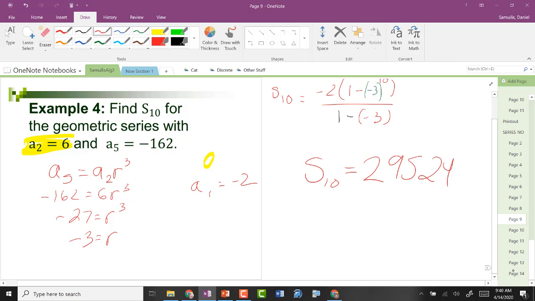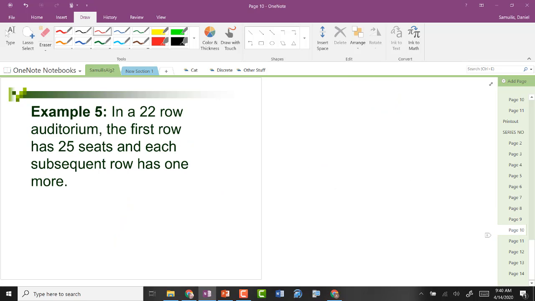Okay, I know it's a lot. Moving on, got our next example here. So in a 22-row auditorium, the first row has 25 seats. Each subsequent row has one more. So obviously this one would have 25 seats, this one would have 26 seats, 27, so on and so forth.